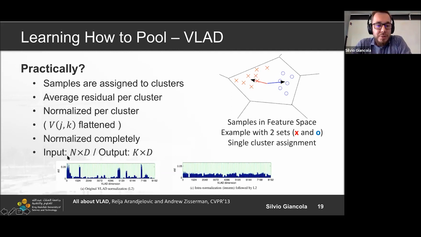The original input is a set of n features of dimension d, so the input is n times d, and the output is k features, each of dimension d, representing how far away you are from those clusters. That is how VLAD was introduced. In that paper, it was also slightly improved with a concept of normalization, in the paper "All About VLAD" from Andrew Zisserman at CVPR 2013.